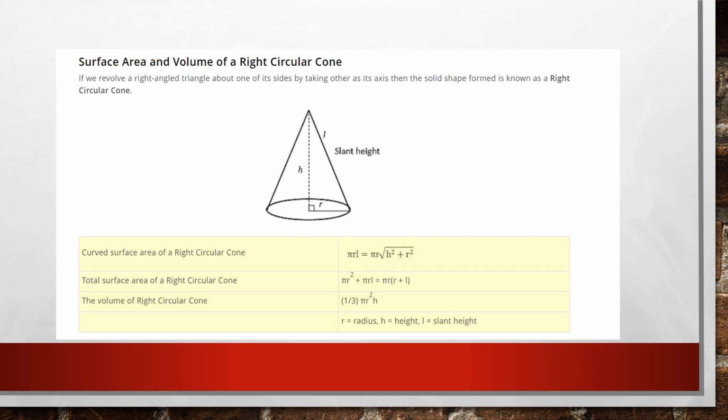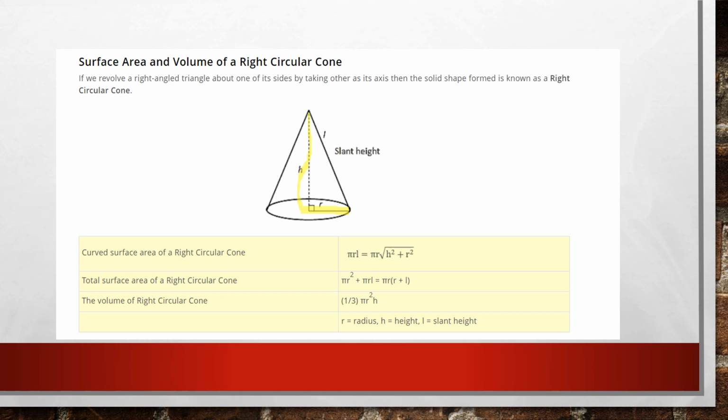Then surface area and volume for a right circular cone. When a right angle triangle is revolved around one of its sides, taking that as the axis, the shape that is formed is the right circular cone. Just see, this is the triangle, this is the height h, and this one is the slant height, and this is the radius.